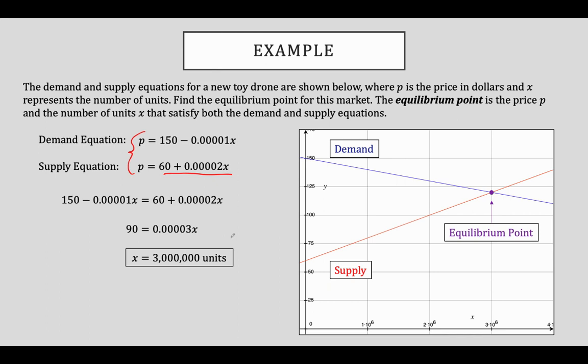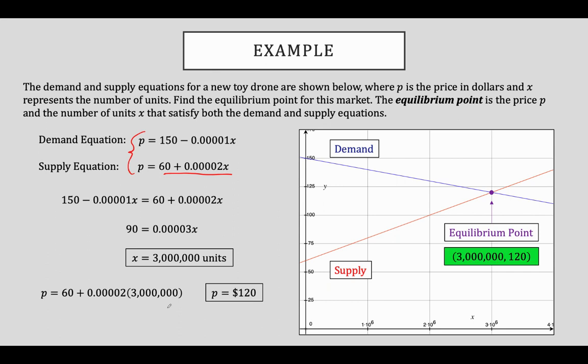To find the price, we can now back substitute this quantity into either one of these original equations. I chose to plug it into the second equation. P, the price, is equal to 60 plus 0.00002 times 3 million. Plugging that into your calculator gives us a price. P is equal to $120, right? And so that is the equilibrium point for this particular market. 3 million units at $120. That is the optimum number of units and price for our toy drone.